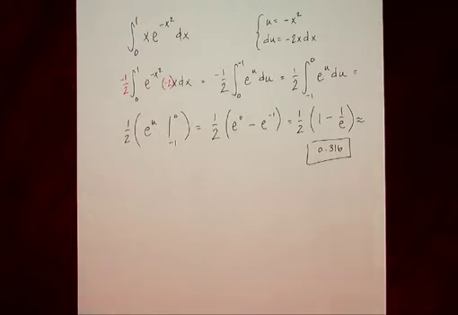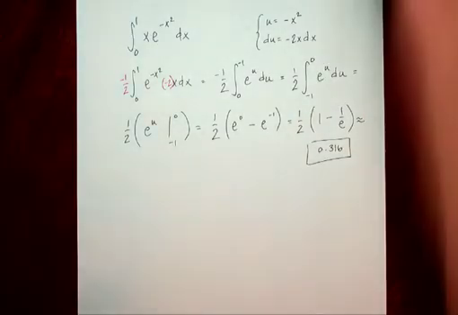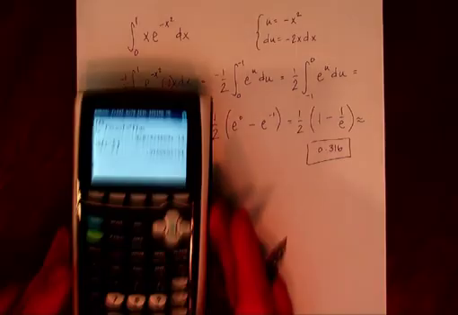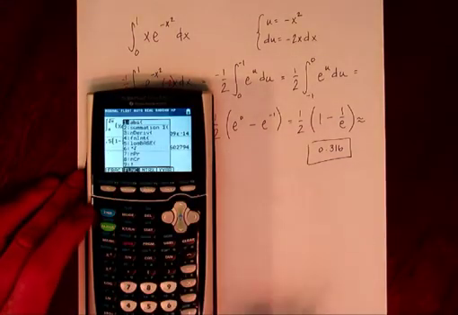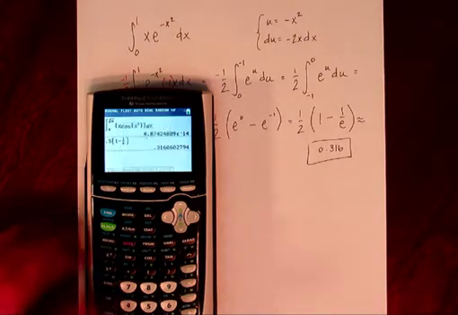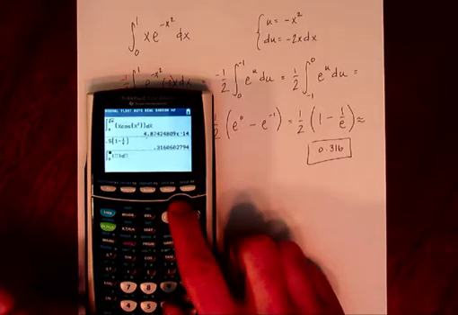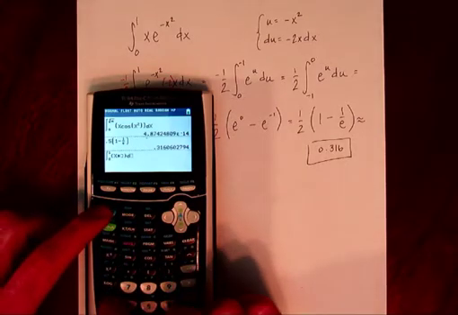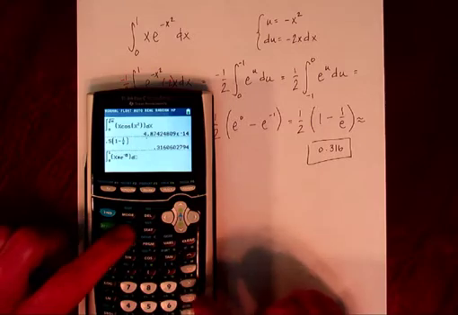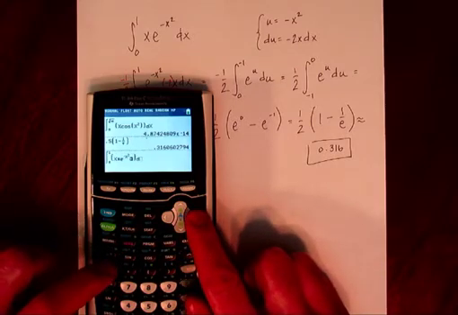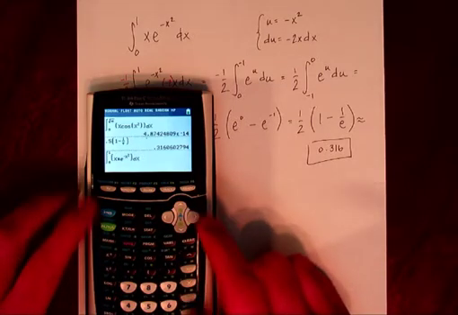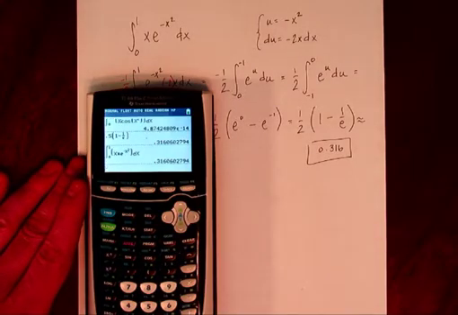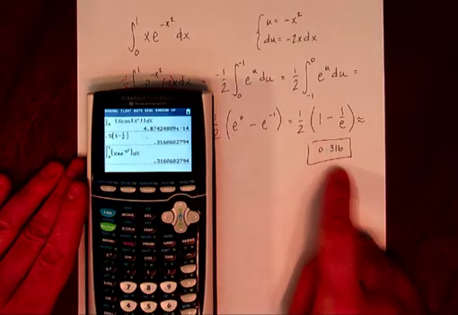Okay, now if you want to check it, you can always go ahead and integrate from 0 to 1 of e to the negative x squared dx, and when I integrate that, voila, I get exactly the same thing that I did when I did it by hand. Okay?